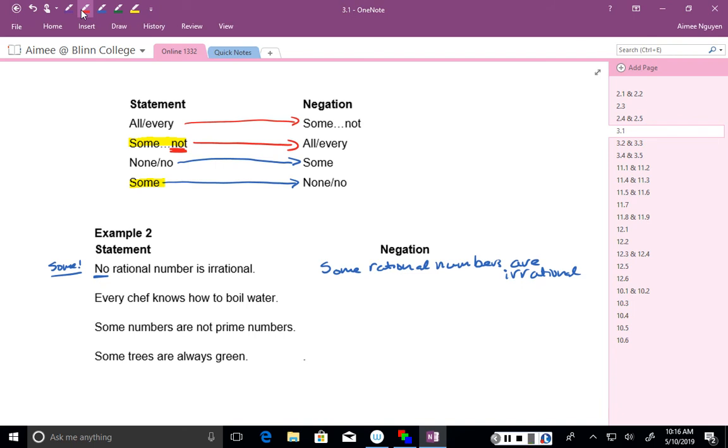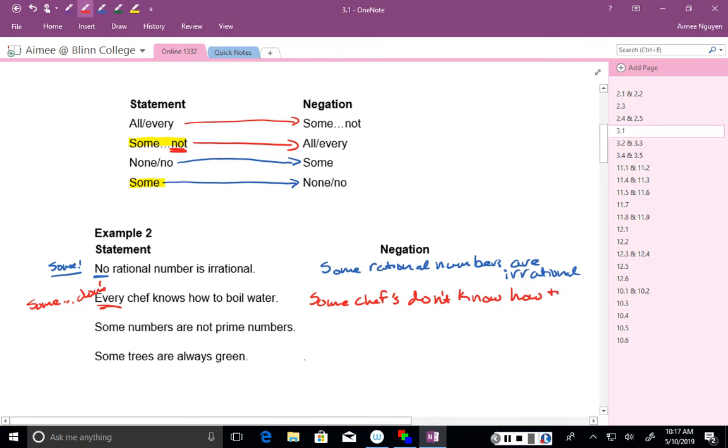For the next one, it says every chef knows how to boil water. So the opposite of all or every is that some do not, right? So some don't. So the opposite of every chef knows how to boil water would be that some chefs don't know how to boil water.